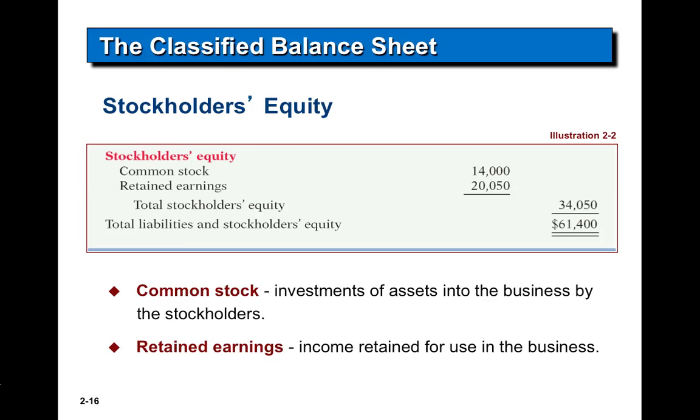Stockholders' equity consists of two parts, common stock and retained earnings. Companies record as common stock the investments of assets into the business by the stockholders. They record retained earnings, the income retained for use in the business. These two parts make up stockholders' equity.